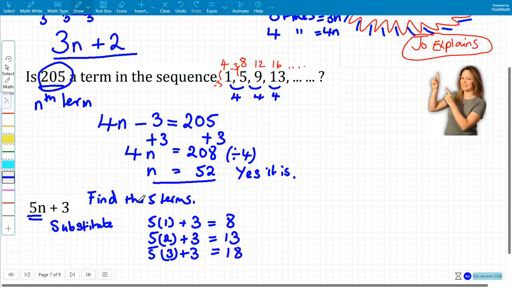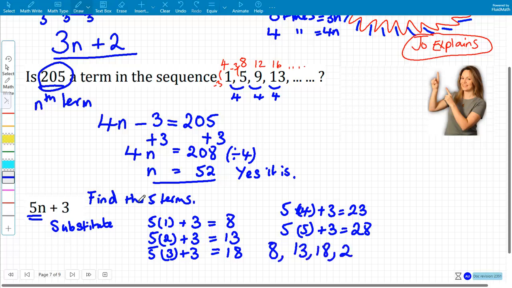Okay, 5 times 3 plus 3 equals 18. So I'm going to come up here. 5 times 4, put it in brackets, plus 3, which gives us 23. And then the last one, 5 times 5 plus 3, 28. So our sequence, just to write it out, is 8, 13, 18, 23, and 28. And that's it.